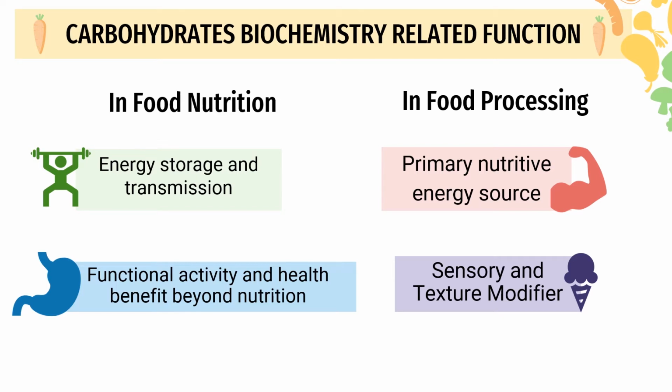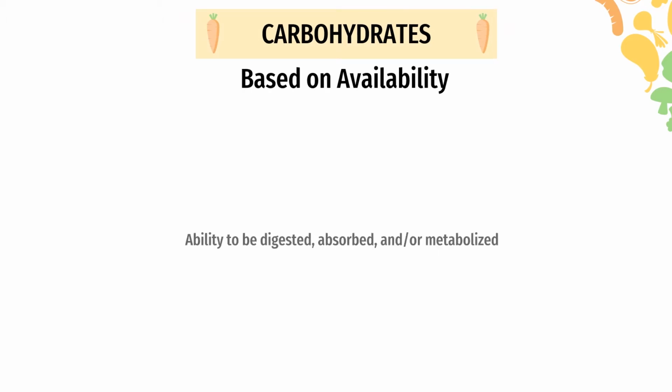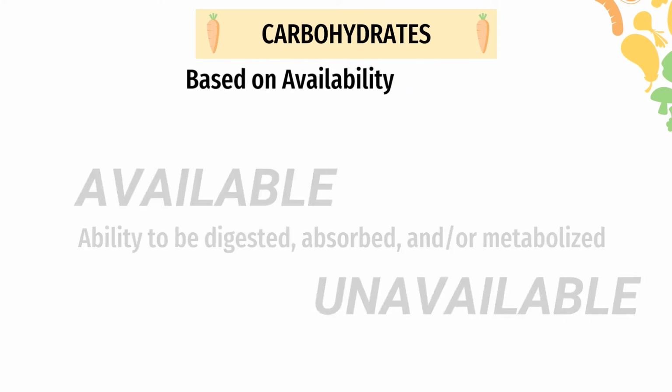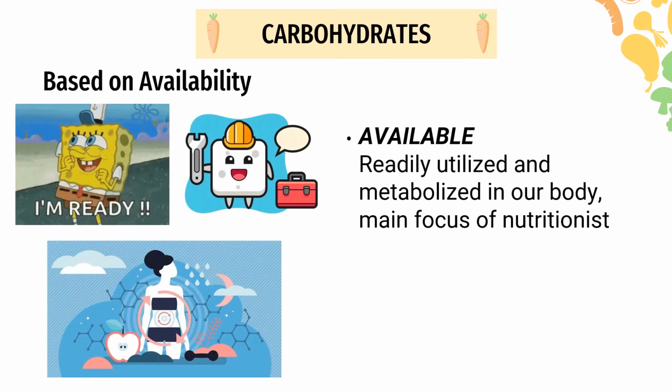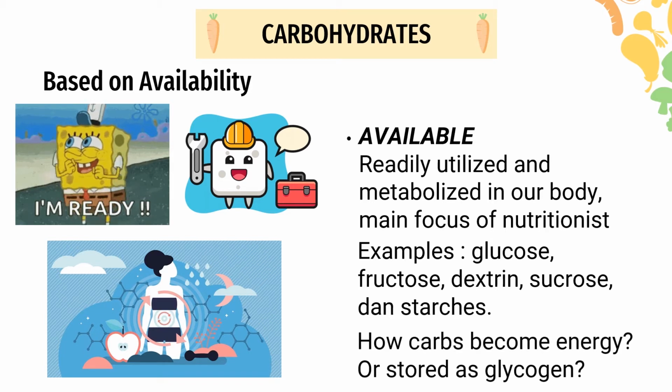Okay, next. Carbohydrate can be classified based on their availability to be digested and metabolized in human cells. Available carbohydrates are those that are able to be digested, absorbed, and or metabolized as a source of nutrient in our body. These include glucose, fructose, dextrin, sucrose, and starch. We will be discussing more about this in the next lesson, especially on how carbohydrate is metabolized in the body to provide energy or be stored as glycogen.